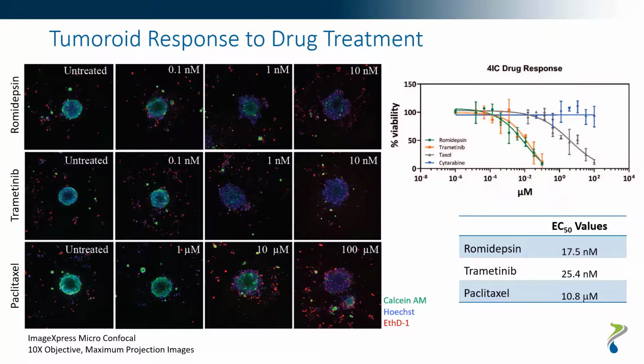These images were then quantified and translated to dose-response curves. The reported IC50 values show different sensitivities to these drugs, and IC50 values for romidepsin and trametinib were approximately 17 or 25 nanomolar, as compared to paclitaxel, which demonstrated an IC50 value greater than 1 micromolar, which is much greater than typically reported for breast cancer models. This is consistent with previously published taxane resistance of this primary tumor.